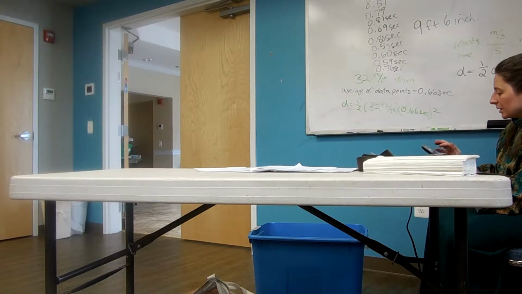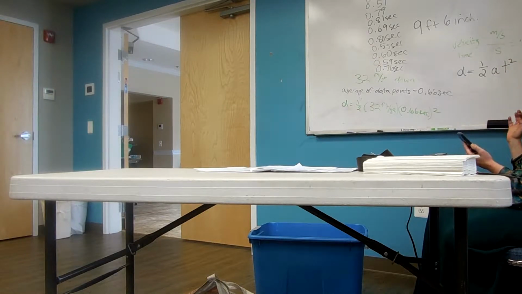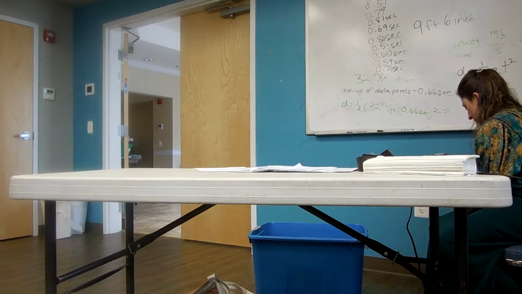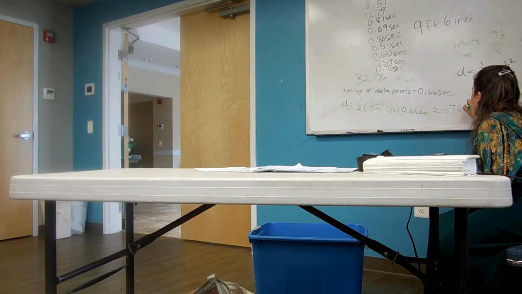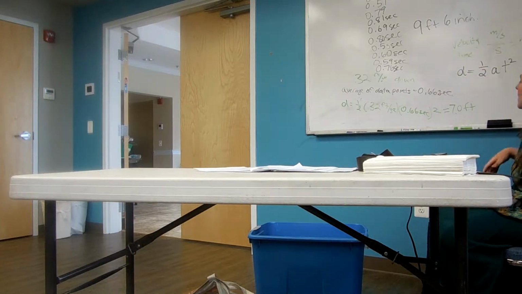And I get something completely different than what you guys got, so that's kind of scary. 0.66 times 0.66 times 32 divided by 2. So I get about 7 feet. I get 6.9696 feet, which is 7.0 feet. Now we know from measuring the ceiling height that it's 9 feet 6 inches.